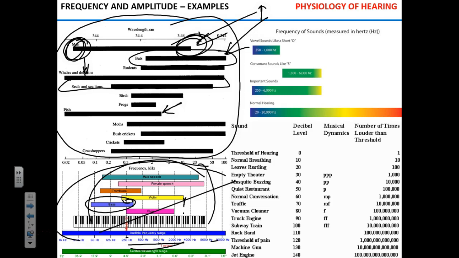And finally, the interesting part, how loud different sounds are. On the right you can see the scale, and it tells you the number of times, threshold of hearing, okay? Normal breathing is 10 times louder than the threshold of hearing. Rustling leaves, 20 decibel, 100 times louder. Empty theater, 30 decibel, 1,000 times louder. Can you see that relationship? Every time we add 10 decibel, we elevate the loudness tenfold. 10 times louder, 100 times louder, 1,000 times louder.